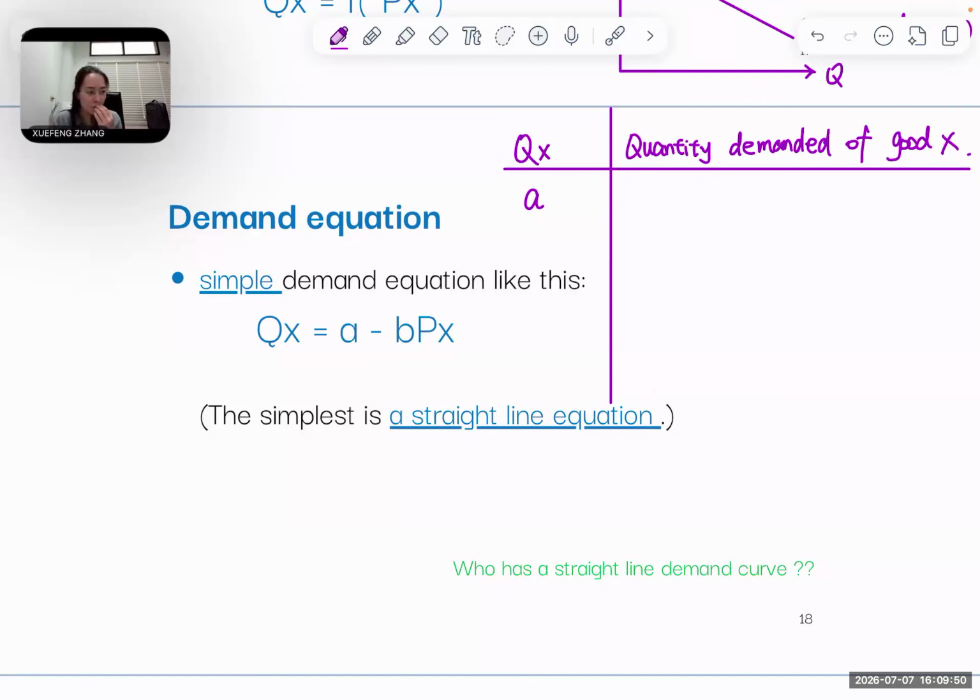Even if you're from a non-economics major, I'm very sure that you have learned linear algebra in your high school, right? I hope so. So A here is the constant, or we can call it the intercept. And then we have B. B is the slope coefficient.